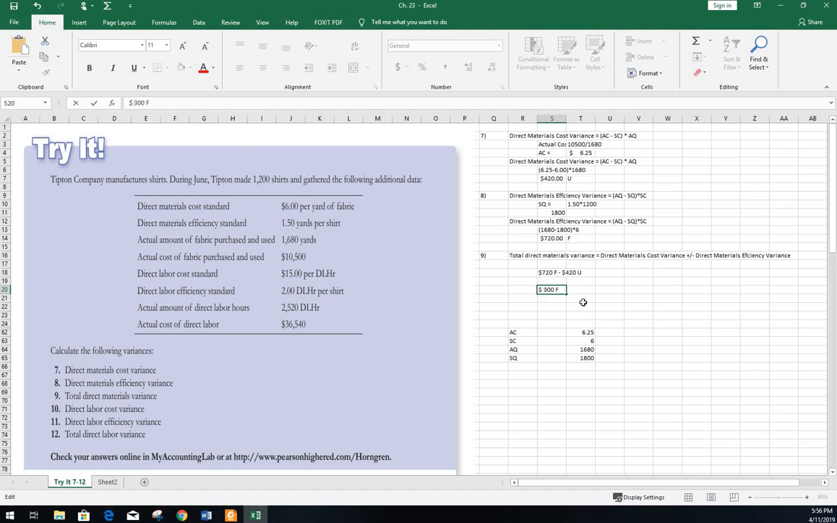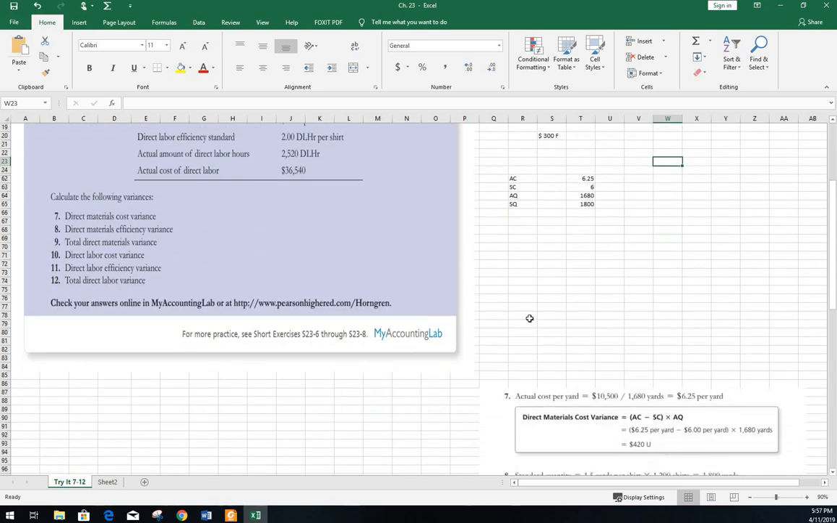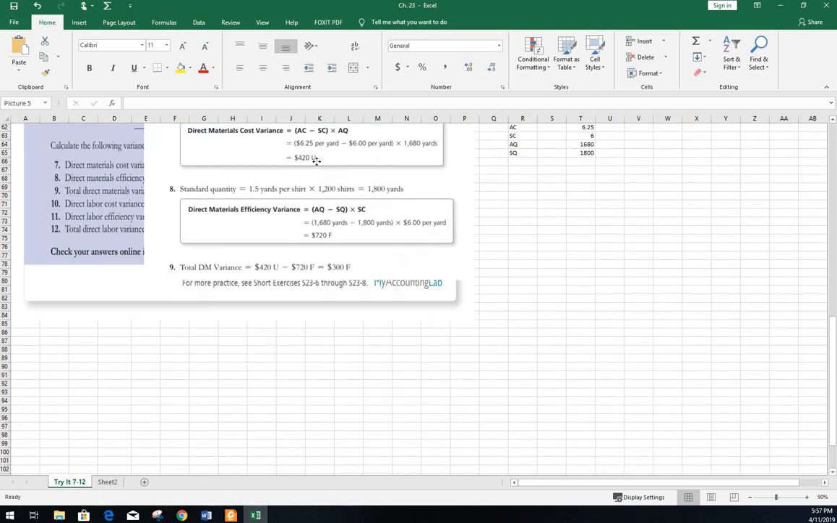Okay, so it looks like we've solved everything for 7, 8, and 9, and as I said, 10, 11, and 12 are exactly the same. They're solved the same way, and I'll do those in another video. But let's check our answers. You can check your answers at this website if you're doing this by yourself. Just copy that and paste it into your browser. But I happen to have the answers below. So let's take a look at what they say.